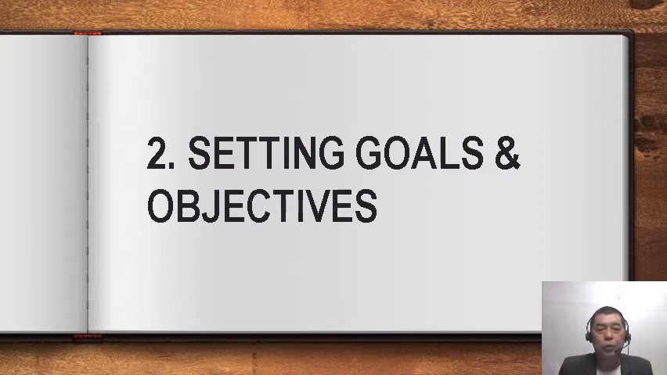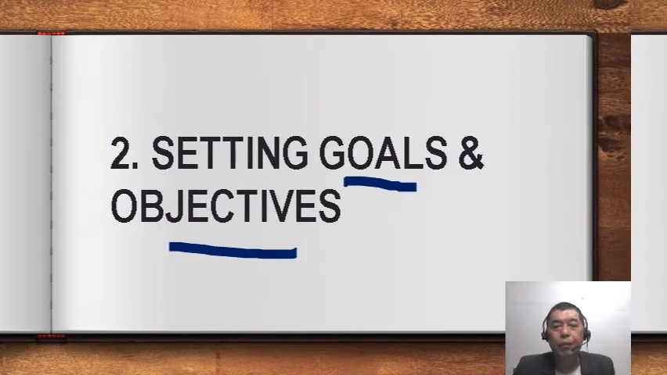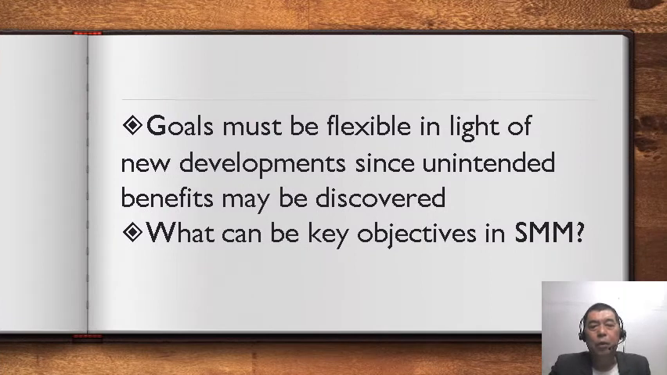Now you go to the second, which is establish your goals and objectives. No, goals and objectives are different. No, the first one here is the goal, and then the objective is how you will accomplish your goals. Goals and objectives. So, goals must be flexible in light of new developments since unintended benefits may be discovered.